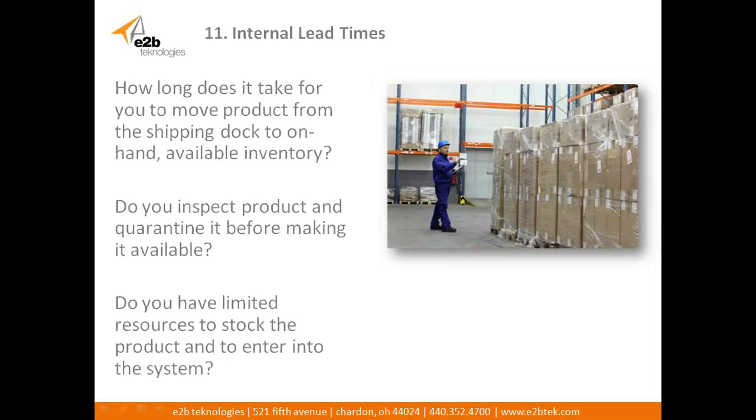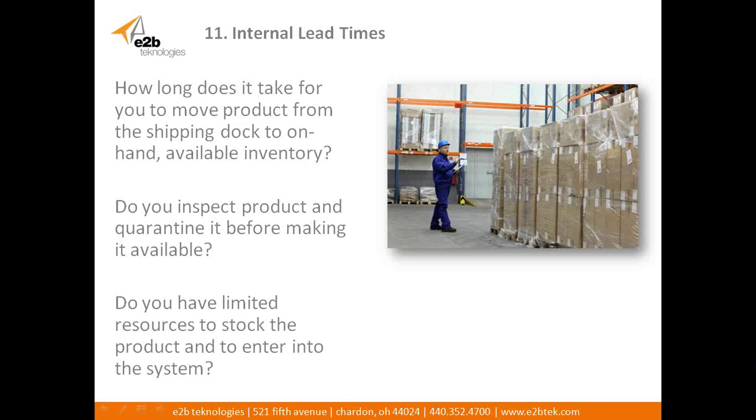Number 11, internal lead times. There are a lot of lead times internally that don't have anything to do with our manufacturing process. They could be things like, how long does it take me to move product from a shipping dock to my on-hand available inventory? I receive product. I might have a backlog in shipping and receiving. The product just sits there on the pallet. I've received it, but unless it gets into the system, MRP doesn't see it as available.